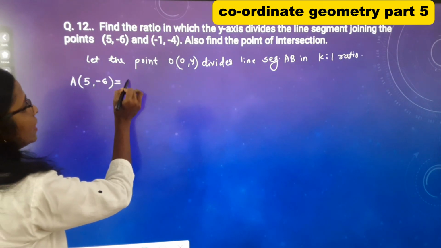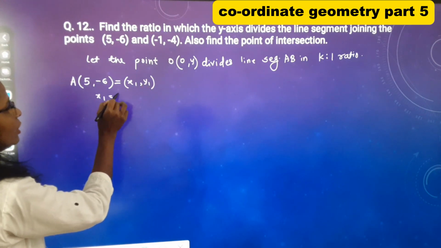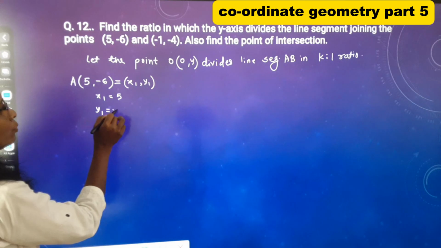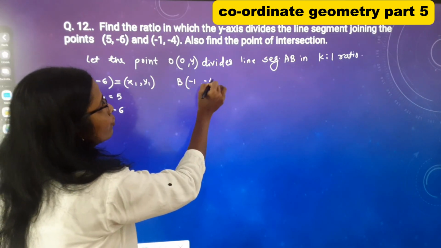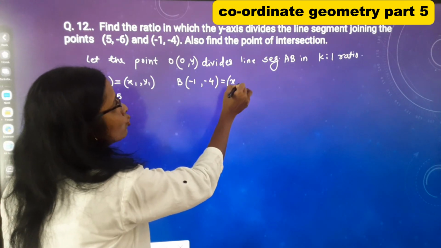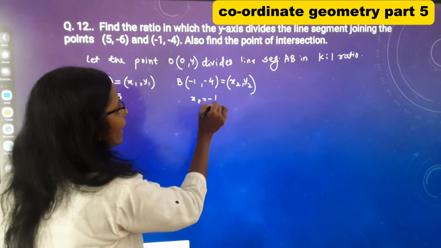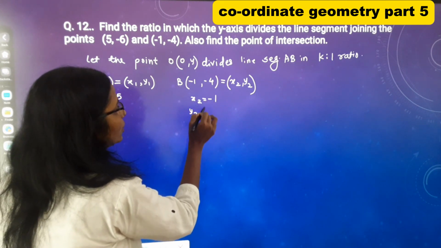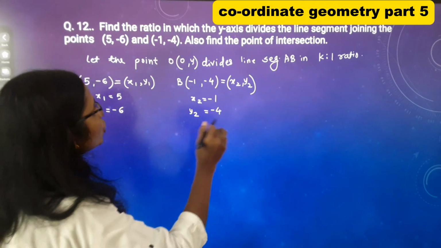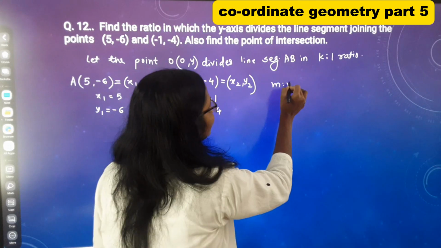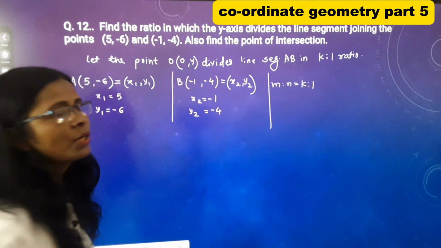A is (5, -6). Consider (x1, y1), and here x1 is equal to 5, y1 is equal to -6. Now here B is (-1, -4), so consider it as (x2, y2), and then x2 is equal to -1 and y2 is equal to -4, students. So here m is to n, the ratio is k:1.